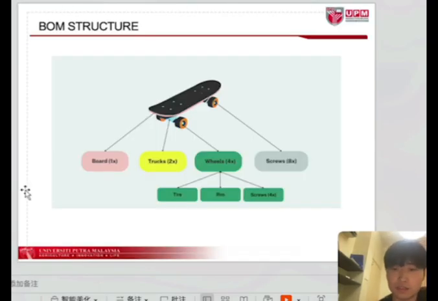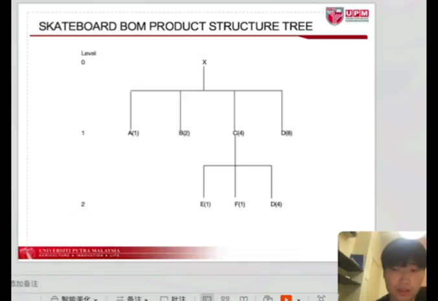As we can see, the image shows a skateboard, which we can consider as level 0. And it includes one board, 2 trucks, 4 wheels, and 8 screws. Each wheel contains the next level, level 2 consisting of 1 tire, 1 rim, and 4 screws. First, we draw the corresponding product structure tree and label the required quantities.